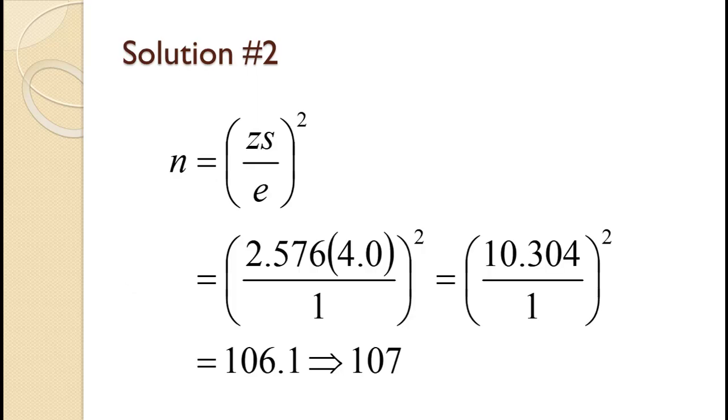From the table we saw earlier, a 99% confidence level translates into a z-value of 2.576. Plugging this value and the parameters given into the equation yields 106.1 observations, which we round up to 107.